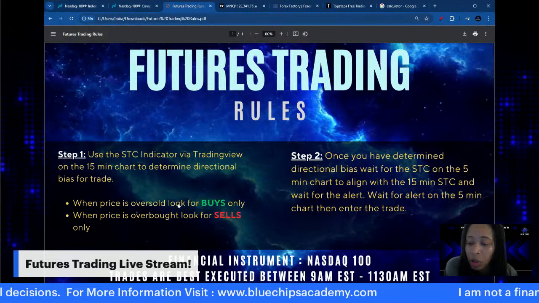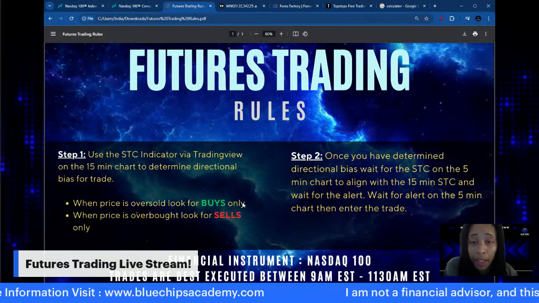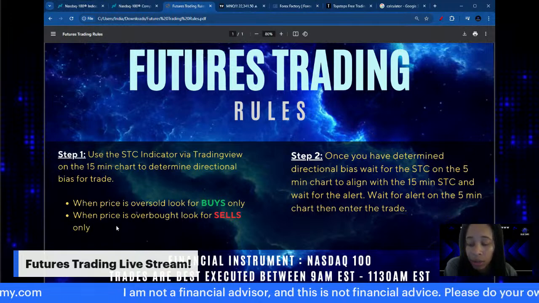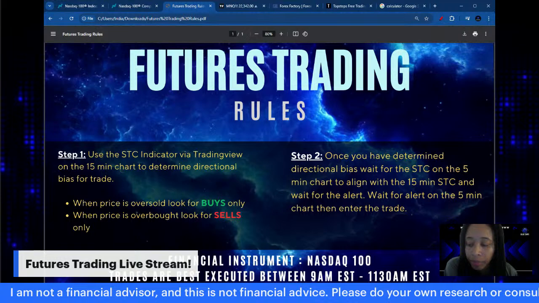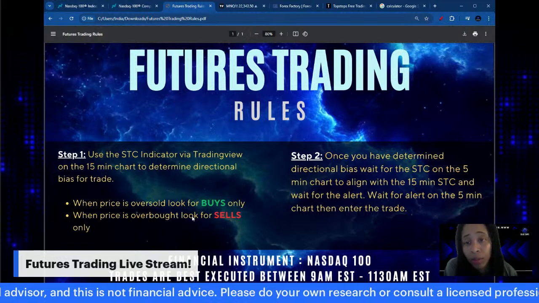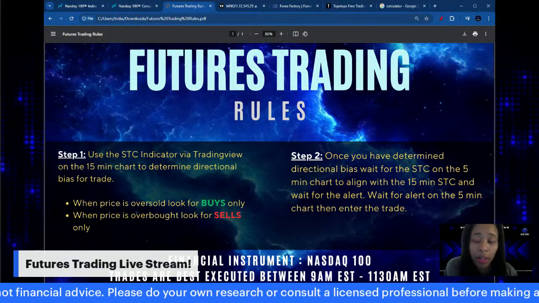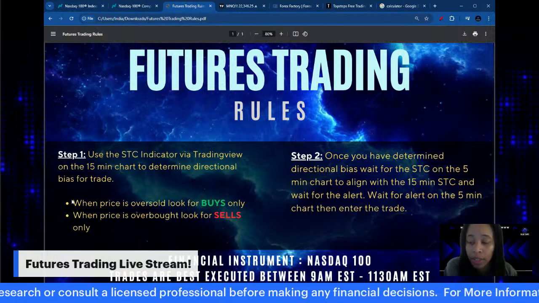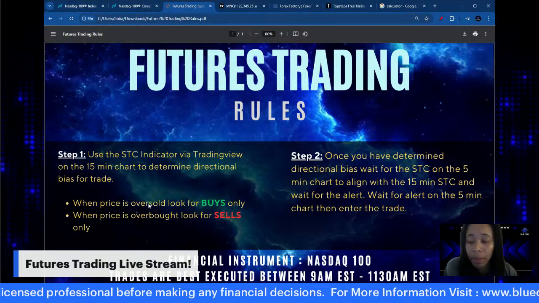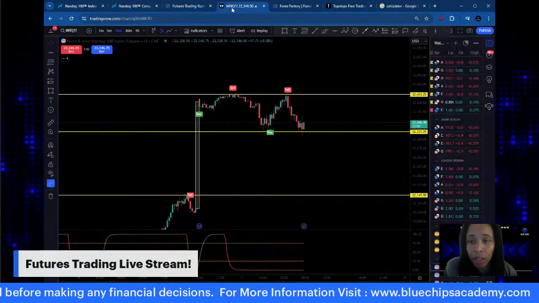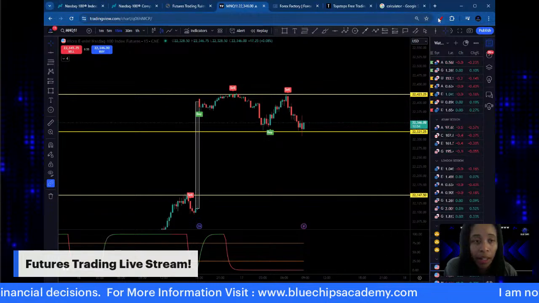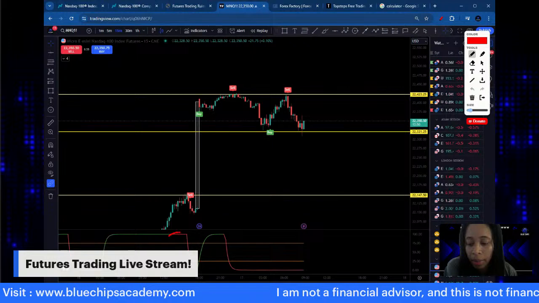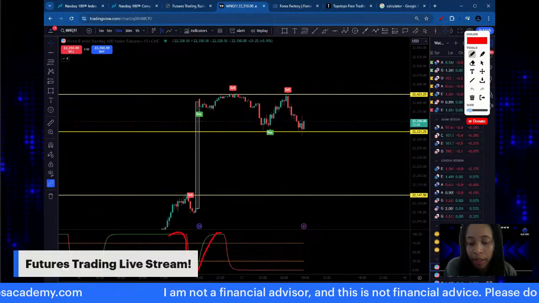When the price is oversold, I look for buys only. When the price is overbought, I look for sales only. Now, if price breaks key levels, then I have to be objective within the market to look for different options. But for the majority of the time, that's what I'm looking for. Let me explain overbought and oversold. Look at the STC like a roller coaster. When it's up here, it comes down. When it's down here, it goes back up.